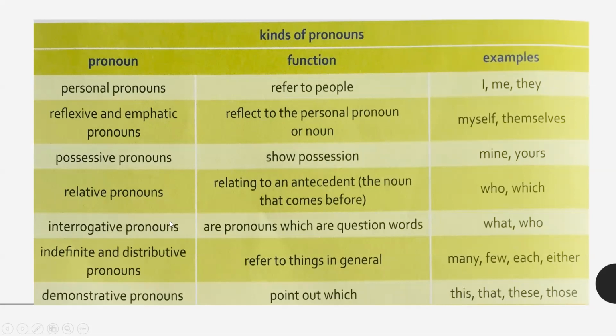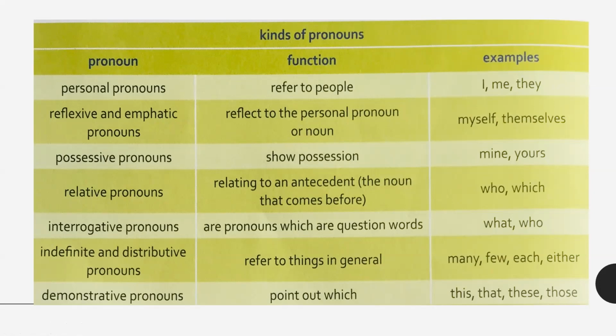Let's proceed to another. Interrogative pronouns are the pronouns which are question words. They are used to ask questions such as what, who. Indefinite and distributive pronouns are used to refer to things in general, such as many, few, each, either. Demonstrative pronouns are used to point out, such as this, that, these, those. So this chart in short will give us the idea, but now we will try to understand each type of pronoun in detail. What exactly each type of pronoun is doing and what are the examples of them.